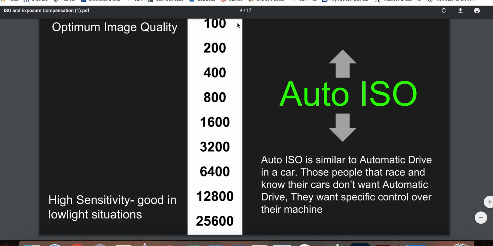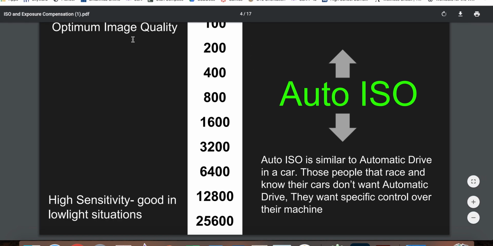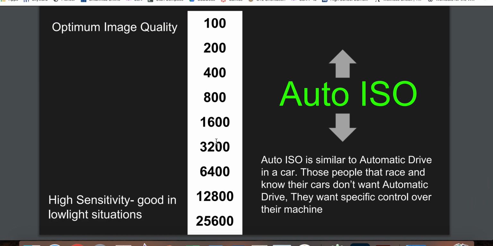Now, we stated up above that the best quality images you can get would be with these lower ISOs, but sometimes we want to take photographs of things that have low light, so we have to use these higher ISOs.